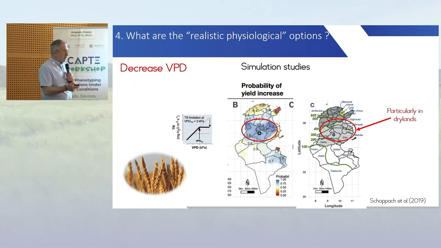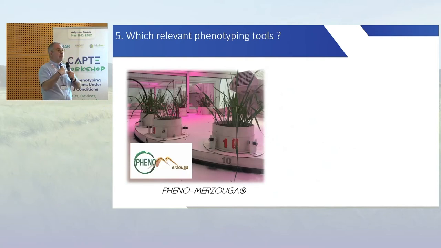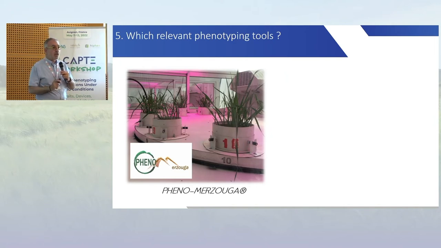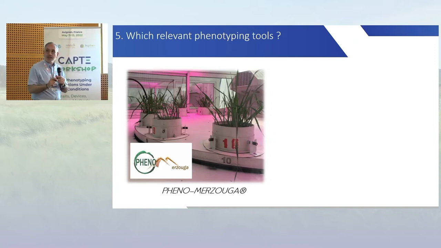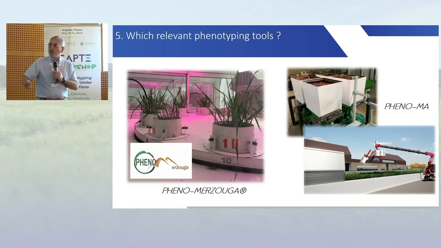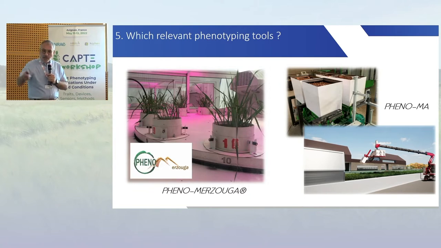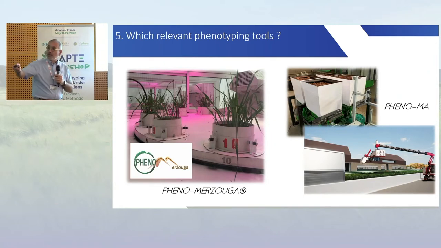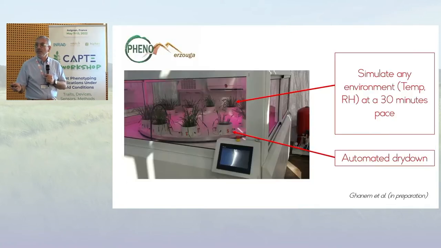So those are simulation studies. And I'll end up saying that, okay, simulation studies are good, but we need to look for phenotypes that show that type of response. So we have developed two phenotyping tools to address that, and I'll speak in the last 5 minutes about those two phenotyping platforms. The first one is PhenoMerzuga that we have developed, and currently we are developing Phenoma, which is another high-throughput phenotyping platform. Those are really different in scales and objectives, because that one is more of an indoor type of facility, and that one is a close-to-field type of facility.